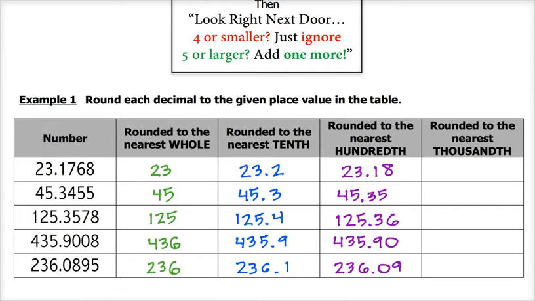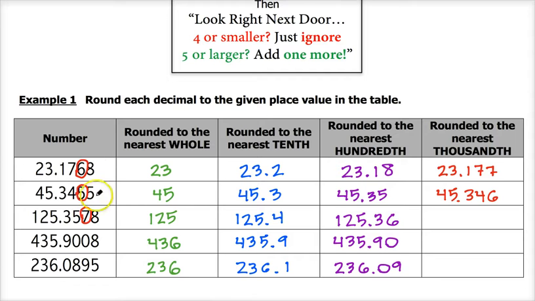Okay, finally we're going to practice rounding to the nearest thousandths place. So the thousandths digit here is a 6. To the right we have an 8. 5 or larger, add 1 more, so this becomes 23.177. Here, to the right of the 5, we also have a 5, so we'll add 1 more. This becomes 45.346.